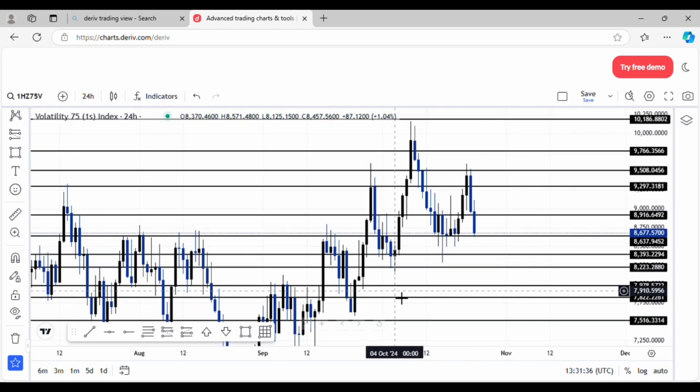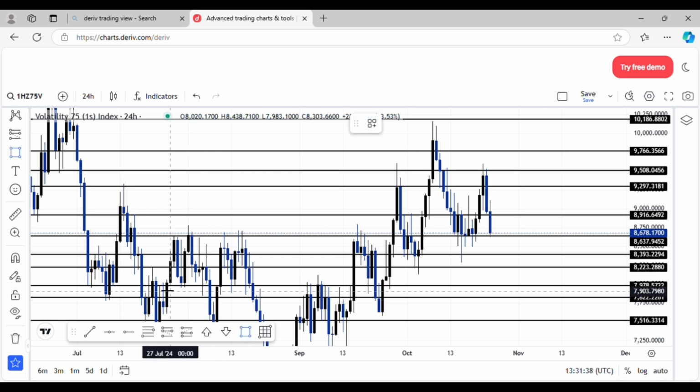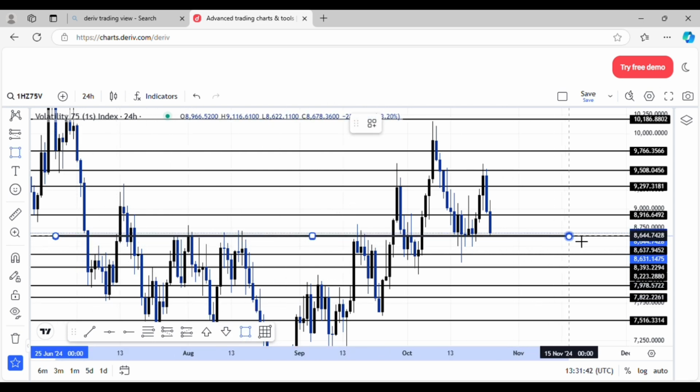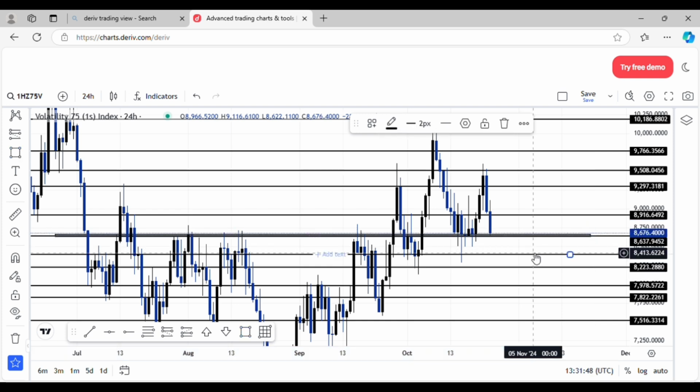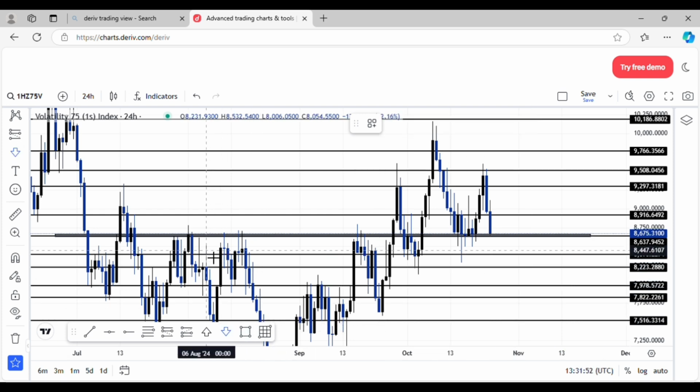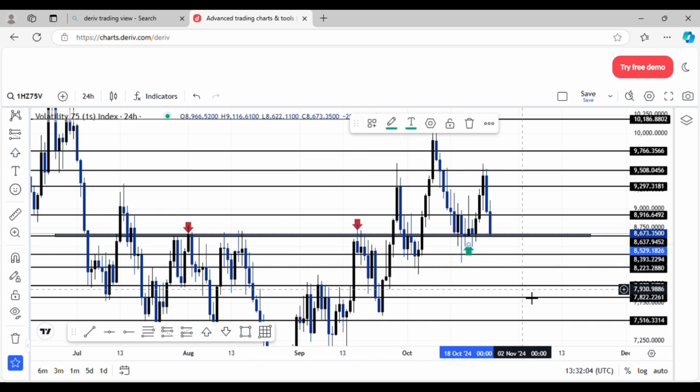Let me identify my support. So we do have a support there. I think that's where the market is currently at. Let me just make it smaller. You can see that the market did retest on that support many times.